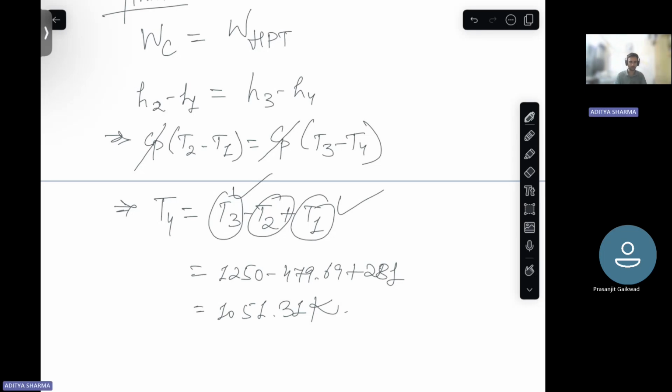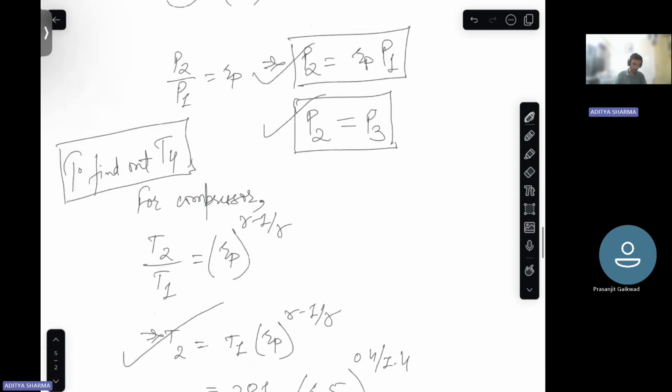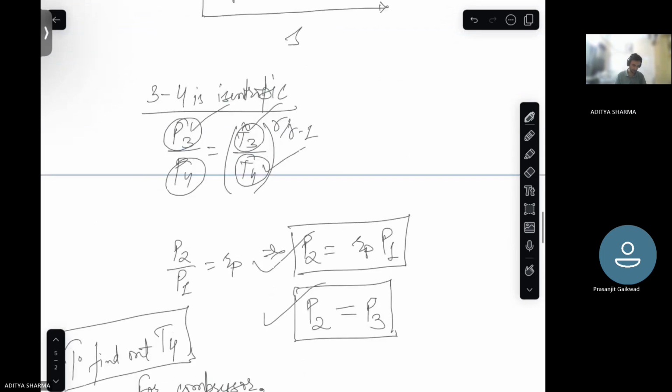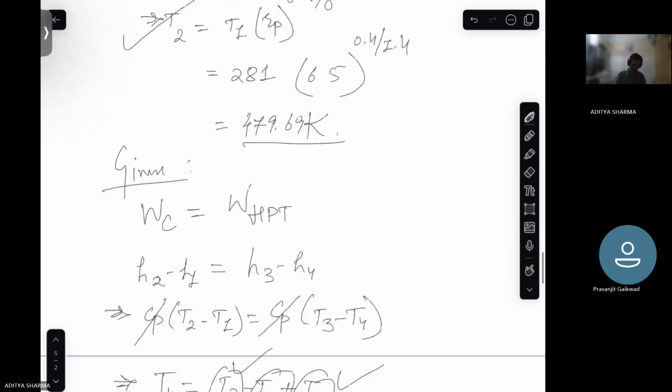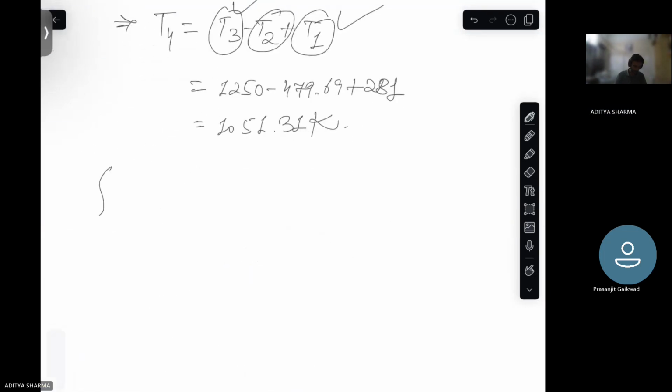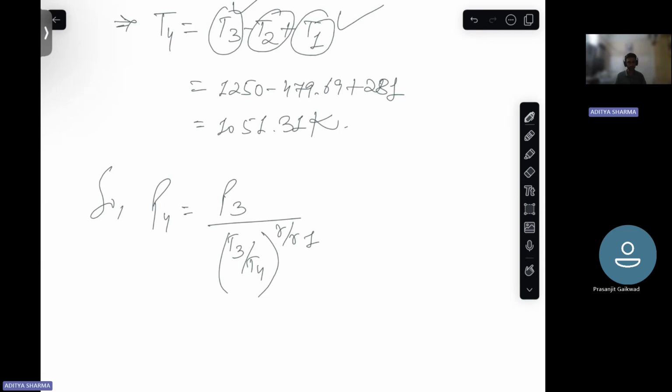Now you'll find out pressure. Exit pressure for high pressure turbine. So exit pressure is P4. So from here we need to find out exit pressure. So P4 exit pressure is P3 divided by T3 by T4, raised to gamma by gamma minus 1. All right.